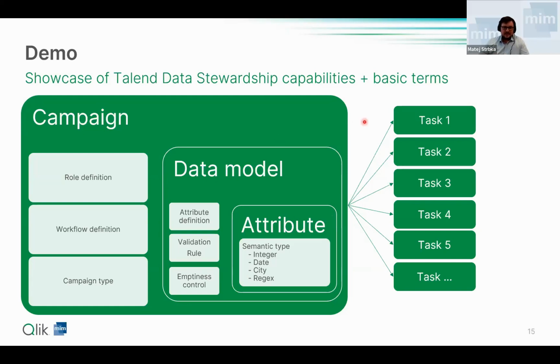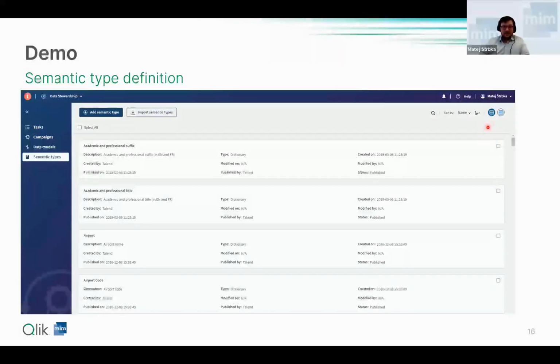And each campaign is assigned tasks. One task is equivalent to one record in the database. In our context, it will be the address of the school or school-like establishment. So this is just the overview of what the Talend Data Stewardship Console looks like.